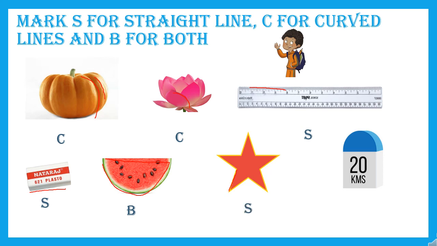And for this particular picture, this part is straight, this part is straight, this part is straight, but this is curved. So we have to write B. B means both curved and straight. So I hope it is clear to you. Very good.